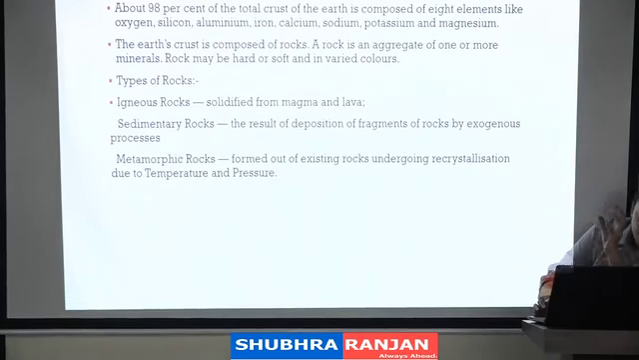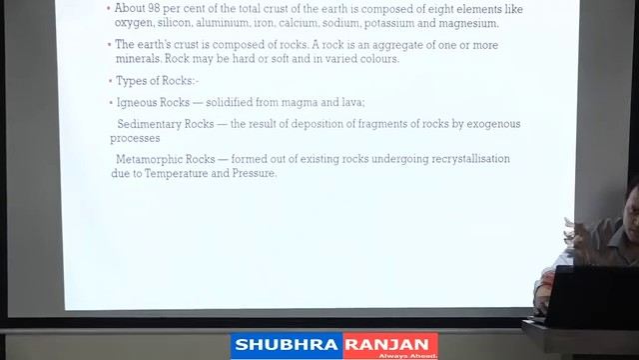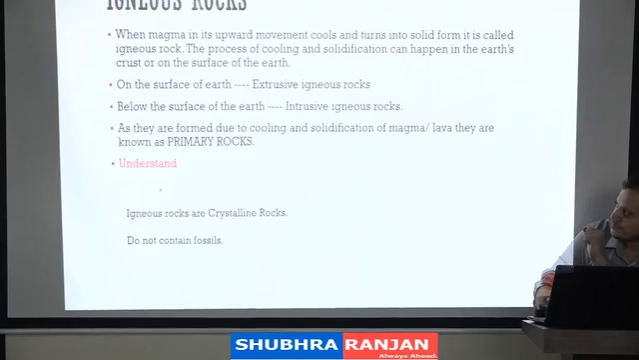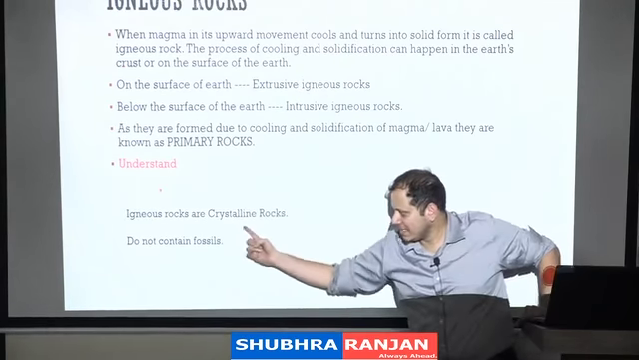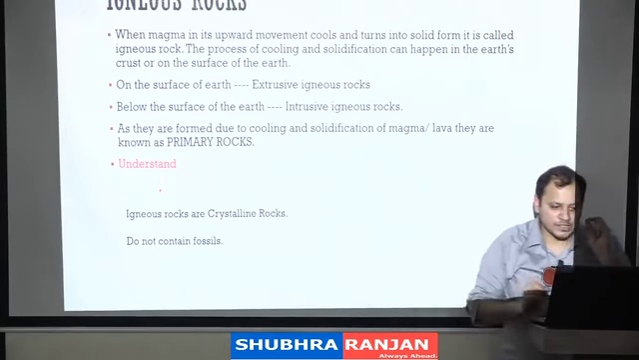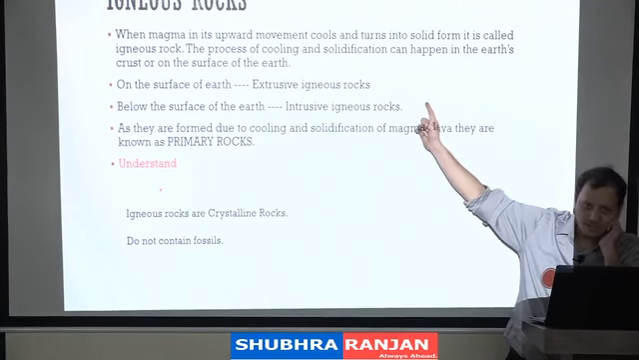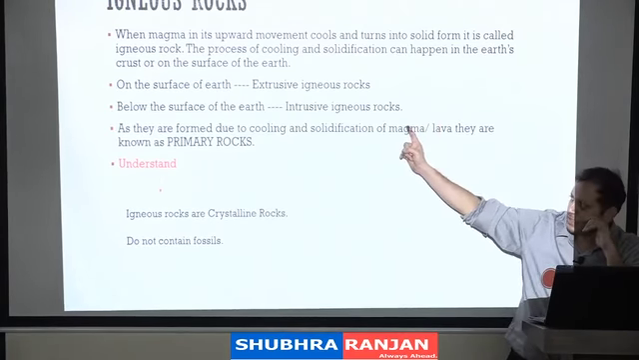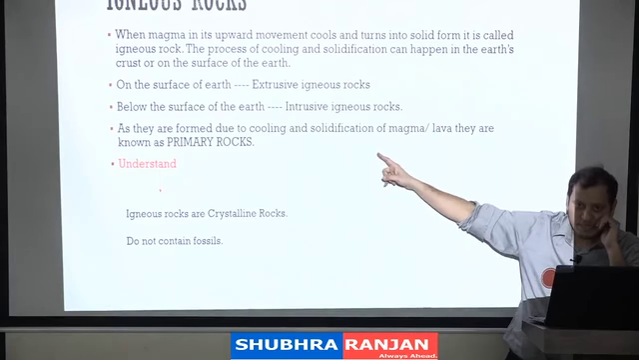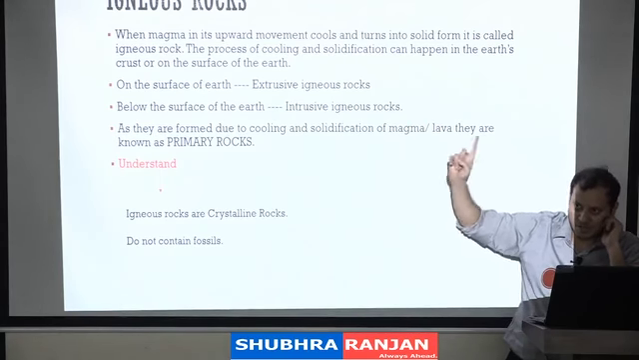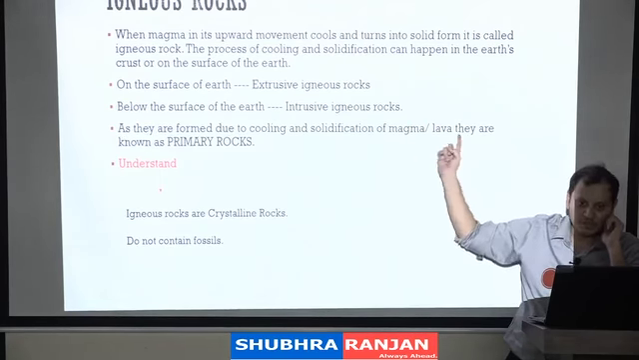So some of the important points regarding rocks: 98% of the total crust of the earth is composed of 8 elements. We have written this also. Types of rocks: igneous rock, sedimentary rock, and metamorphic rock. Igneous rocks, what is the key word? Crystalline rocks. They do not contain fossils. On the surface of the earth, extrusive. Below the surface of the earth, intrusive. Why are they known as primary rocks? Because they are the first rocks that are formed due to cooling and solidification of magma.